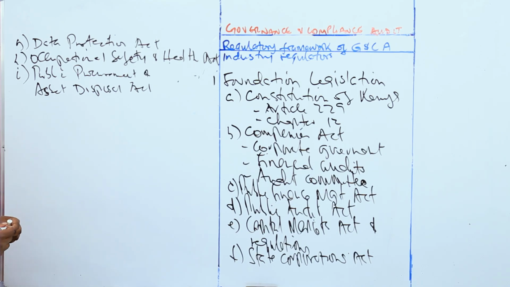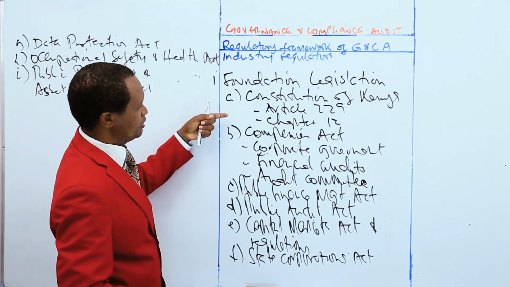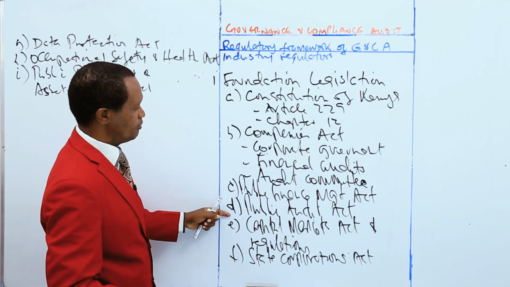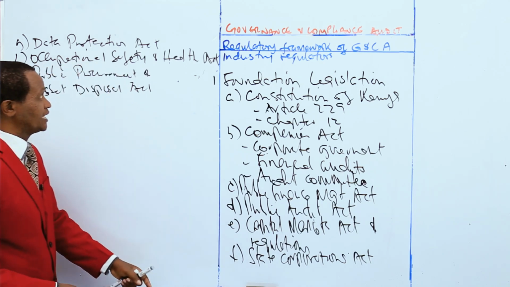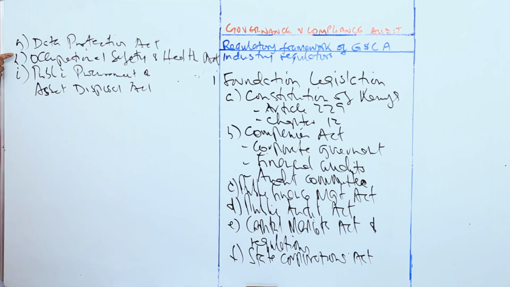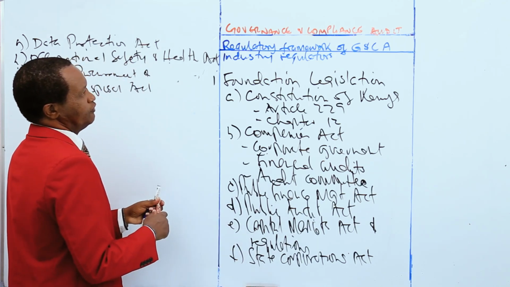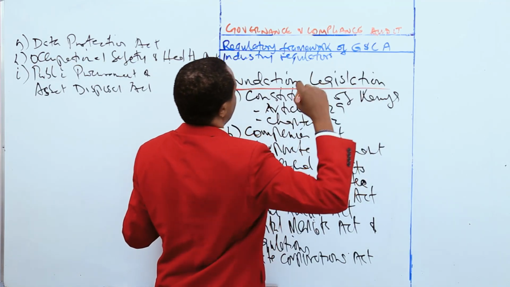So that's, candidates, the foundation legislation. Number 1, the Constitution of Kenya. Number 2, Companies Act. 3, Public Finance Management Act. 4, Public Audit Act. 5, Capital Markets Act. 6, State Corporations Act. 7, Data Protection Act. 8, Occupational Safety and Health Act. 9, Public Procurement and Asset Disposal Act. That's the foundation legislation for governance and compliance audits in Kenya.